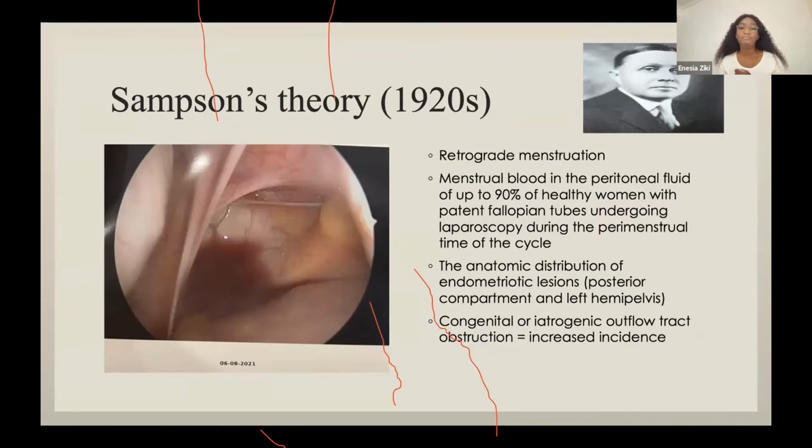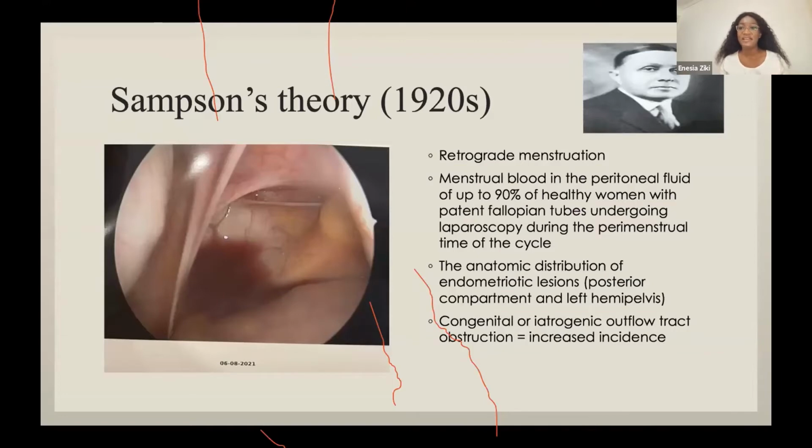And so we're saying that only 10% of these women then develop endometriosis. The Sampson theory is supported by the anatomic distribution of these endometriotic lesions. We know that we find them in the posterior part of the compartment and in the cul-de-sac, and this is an effect secondary to gravity.